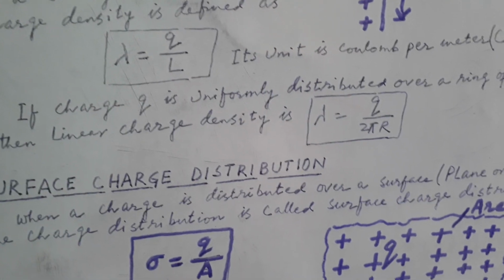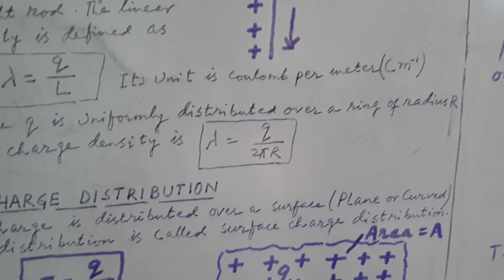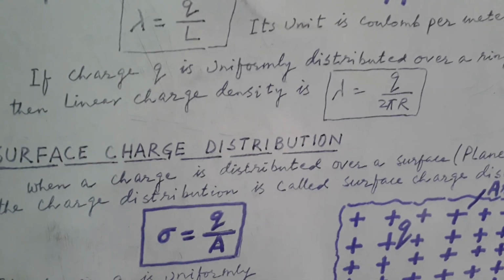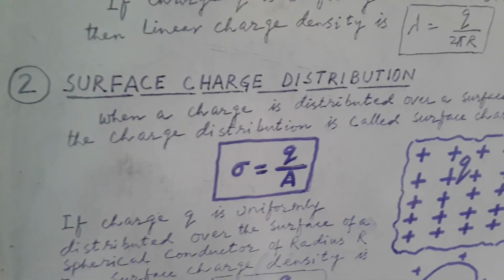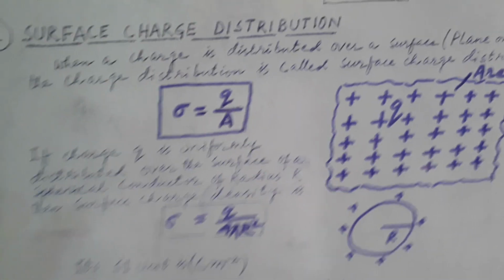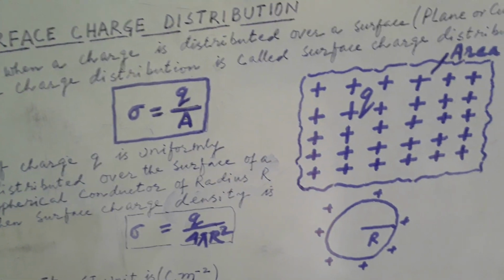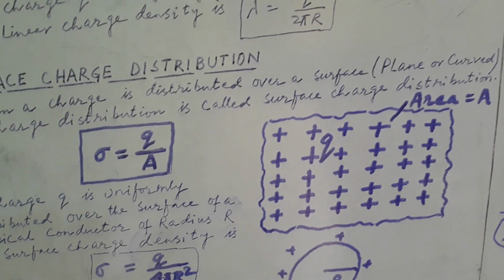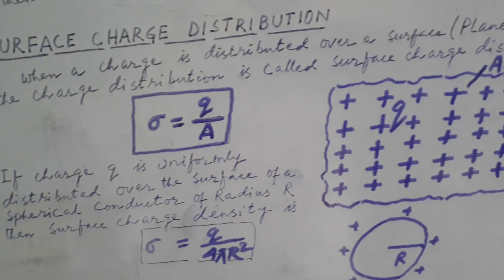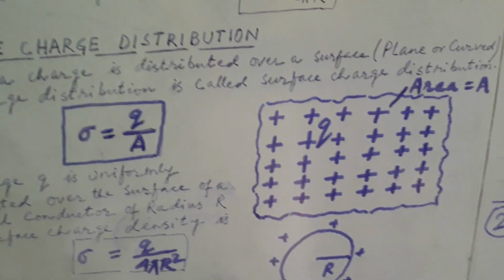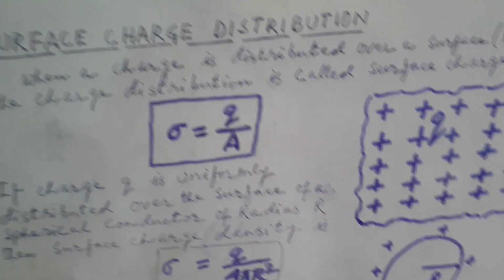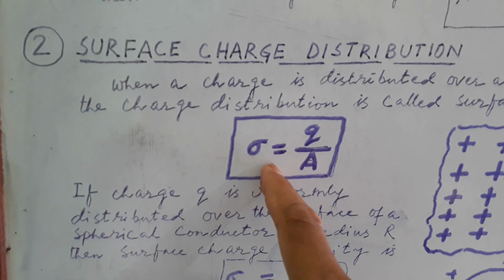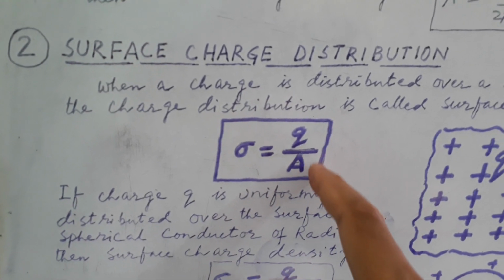Suppose if a charge Q is uniformly distributed over a ring of radius r, then linear charge density is lambda equal to Q by 2 pi r. Second one is surface charge distribution. When a charge is distributed over a surface, may be plane or curved, the charge distribution is called surface charge distribution, which is represented by symbol sigma. And it is defined as Q by A, charge per unit area.